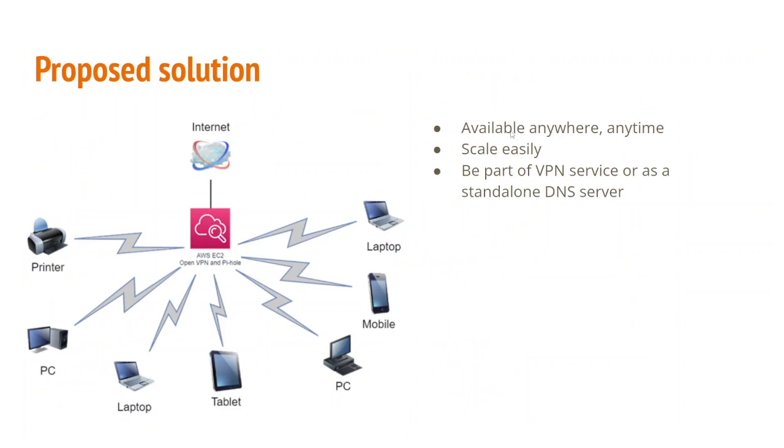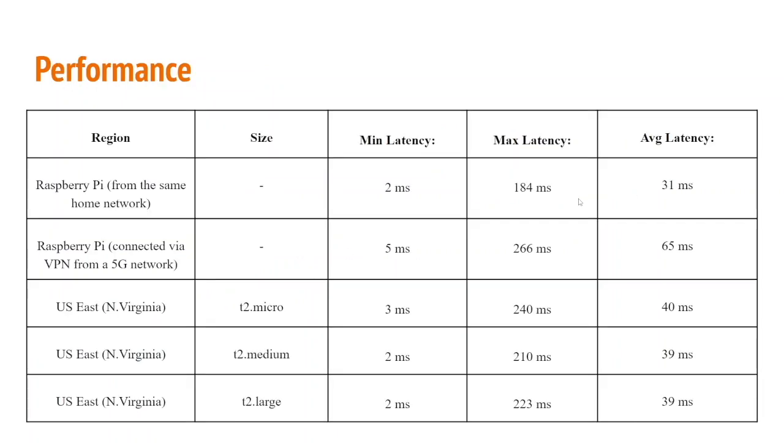So our proposed solution is to move the Pi-hole to an AWS EC2 with OpenVPN and Pi-hole at the same time. The advantage is that this solution is available anywhere and anytime. We can also scale the service easily to anywhere in the world. For connections, the clients either connect to a VPN service which uses this Pi-hole as a DNS server, or the client can use the Pi-hole as a standalone DNS server.